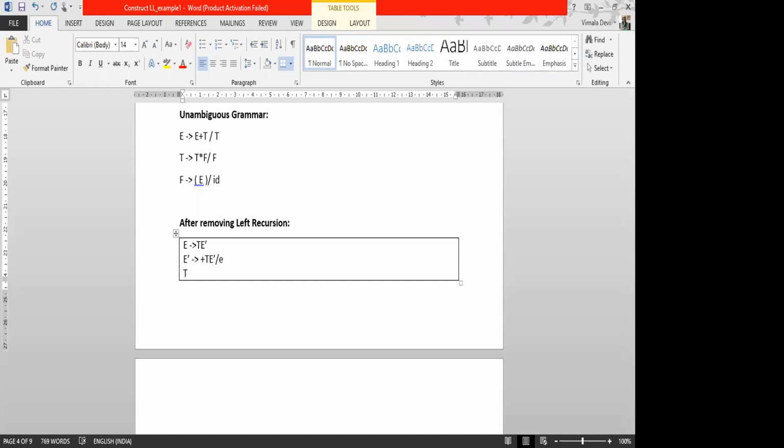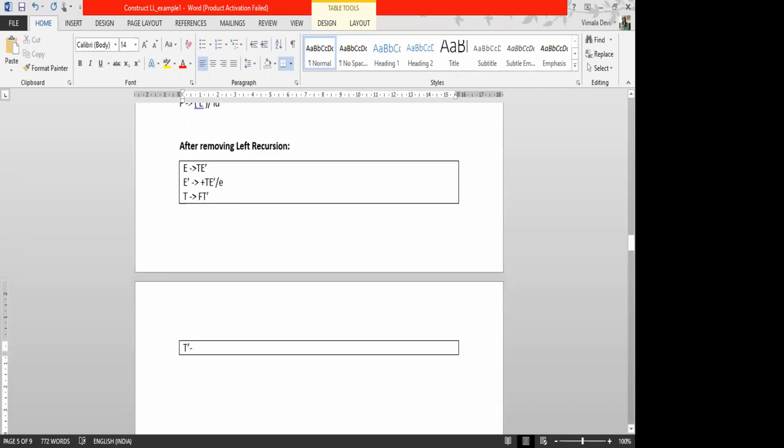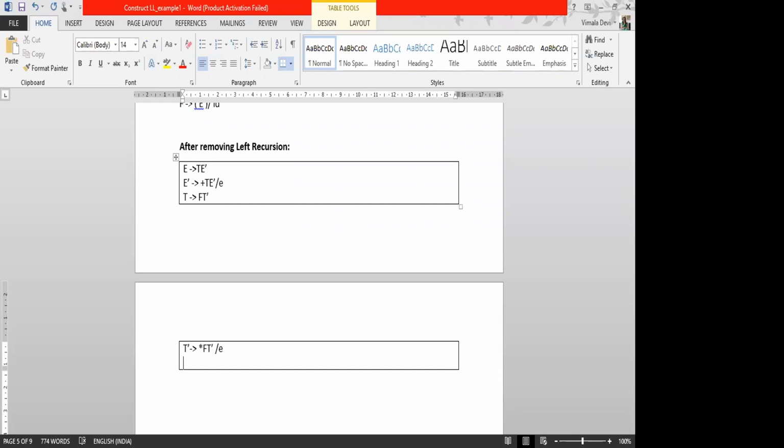T derives F T dash. The next rule is T dash derives star F T dash or epsilon. The last rule there is nothing to modify because it's not left recursive, right?